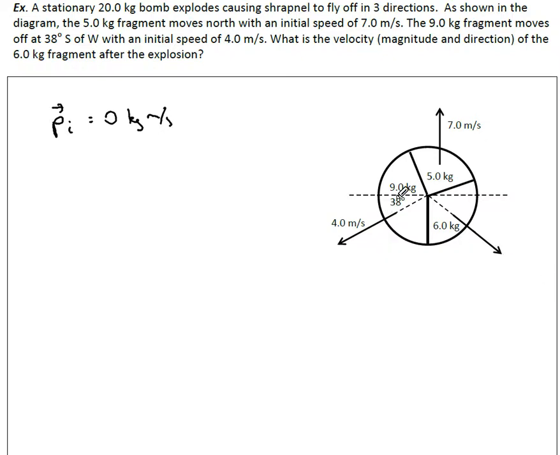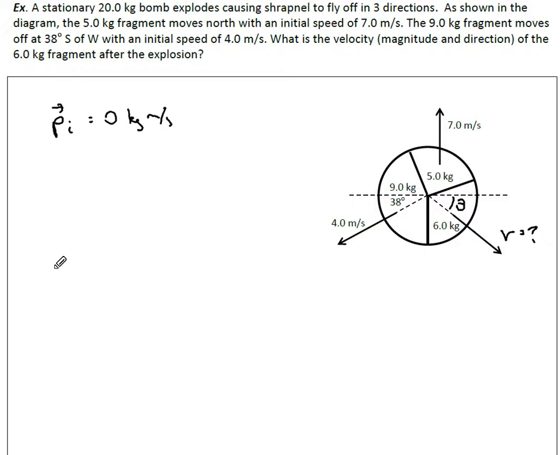We know the mass, angle, and speed of the left and the upper piece. But what is happening over here? This is the question. So what is V? And also, what is the angle at which the 6 kilogram piece will move?